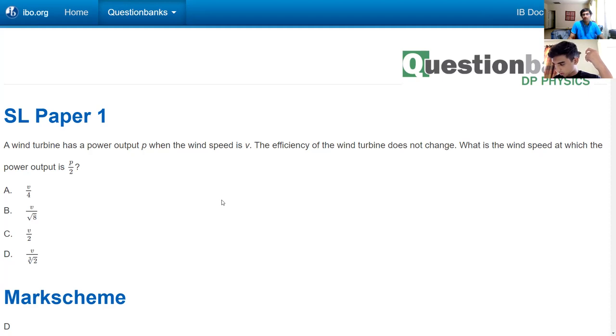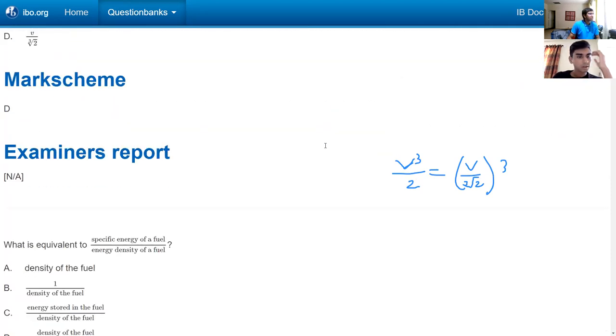Yes. Wait, one second. Yep, cube root of 2. Yeah, that's the same as saying V over cube root of 2. Yep. Okay, good. All right, next one.